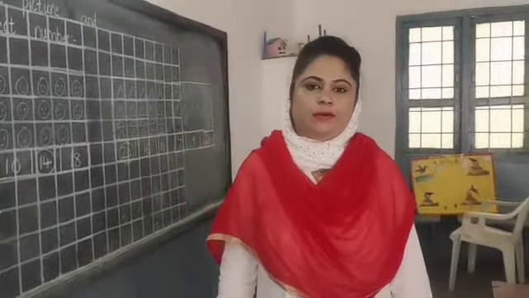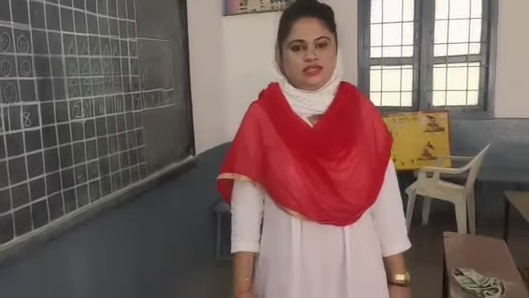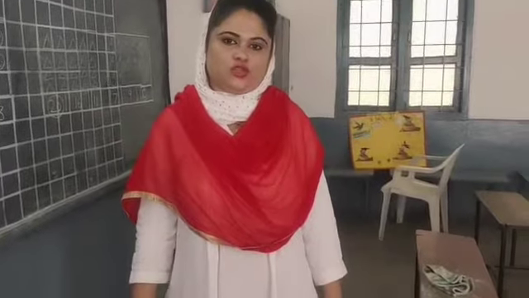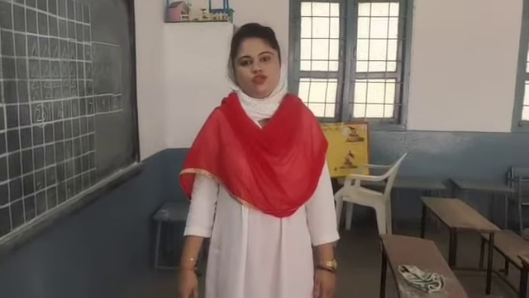Today's revision homeworks are, in English, you have to circle the capital letters of, and in maths you have to count the picture and circle the correct number, and in GK you have to do At the Zoo, page number 21, and in rhymes you have to learn I Hear Thunder with the action. It's on page number 29. So these are your revision homeworks for today, children.